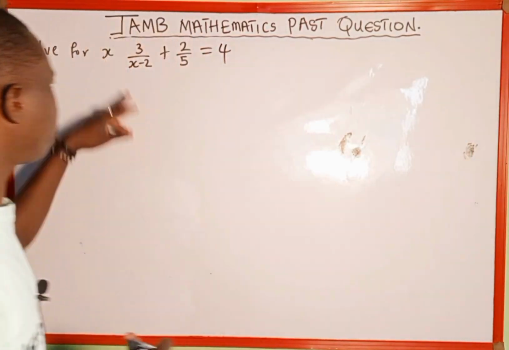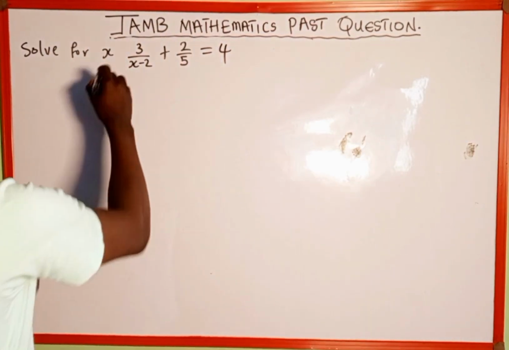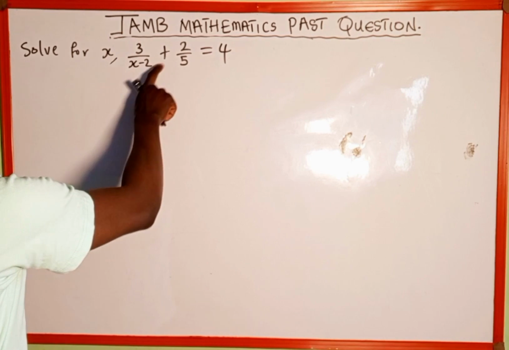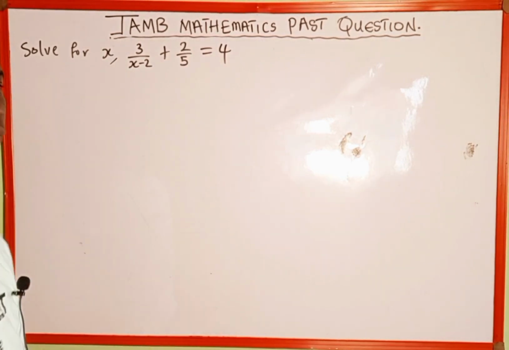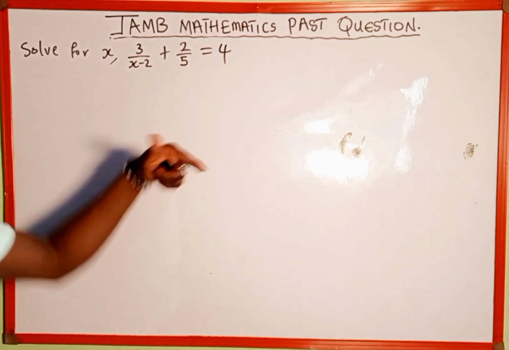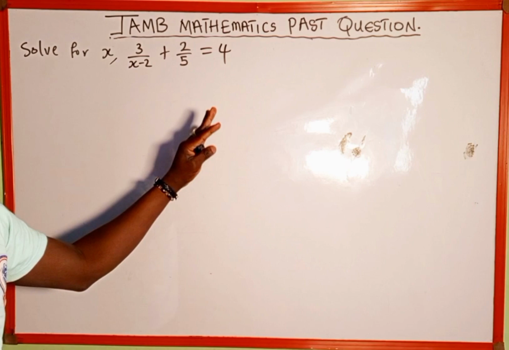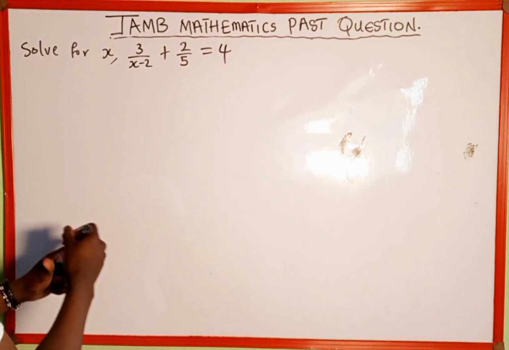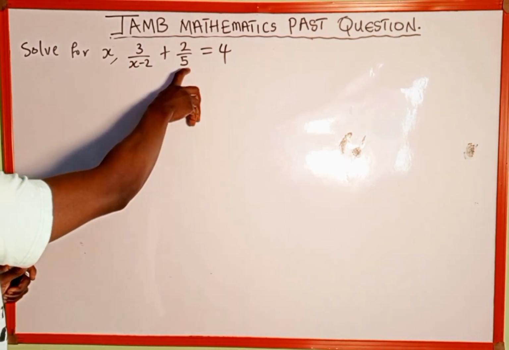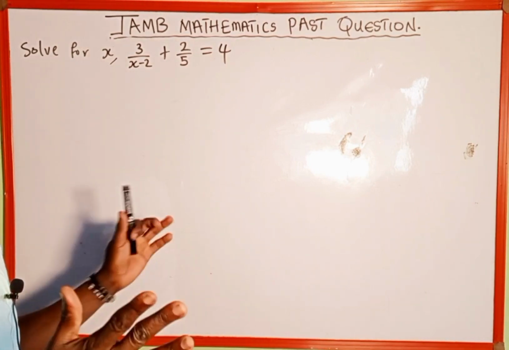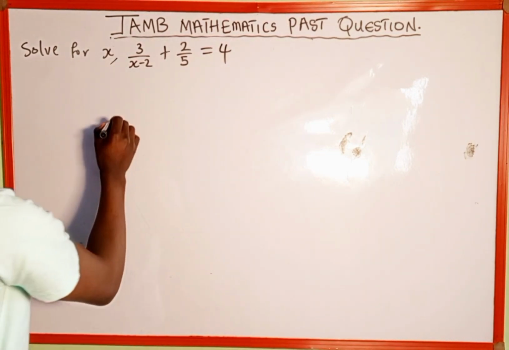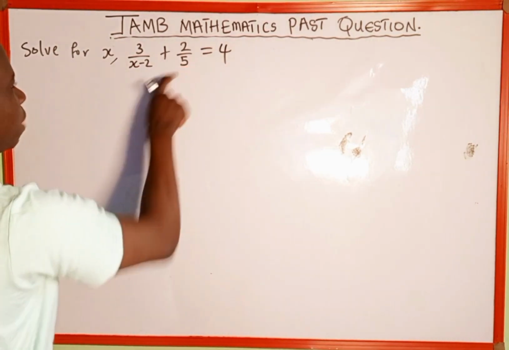For the value of x from this equation, the given equation is what? 3 over x minus 2 plus 2 over 5 is equal to 4. And we're asked to solve for the value of x. So what are we going to do? The first thing is to clear the fractions by multiplying the whole of this equation by the LCM of the denominators. And the denominators we have are x minus 2 and 5. There's no common factor. We just multiply them. So the LCM is just x minus 2 multiplied by 5.